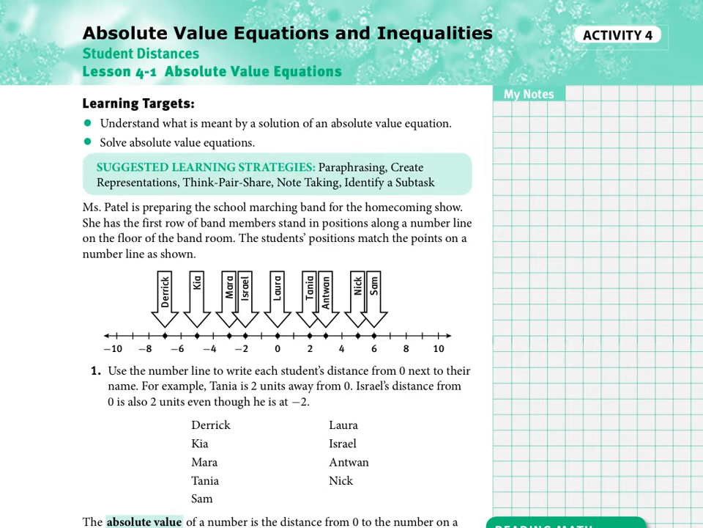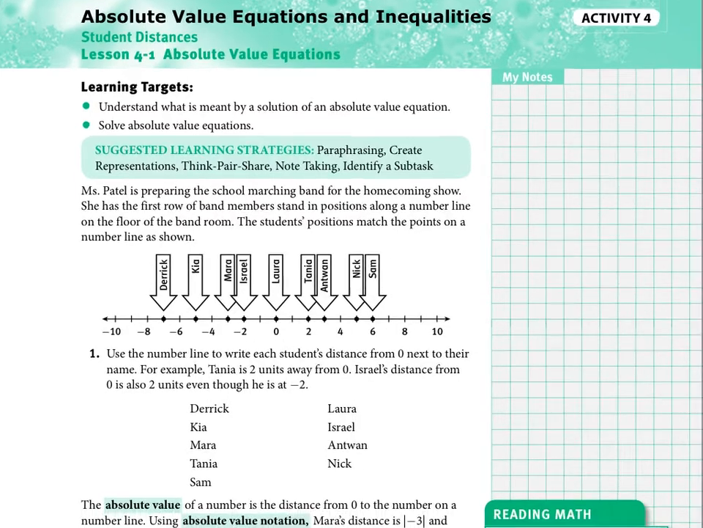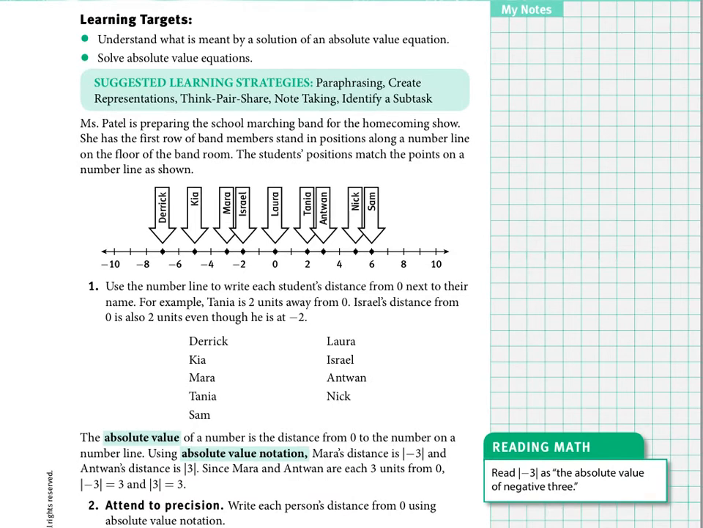Okay, this is absolute value equations and inequalities. As we look here, we're in your SpringBoard book, lesson 4-1. I believe it's on page 50, so you check, it should be on page 50. In 4-1, you'll see this little graphic here of some people's names on a number line.